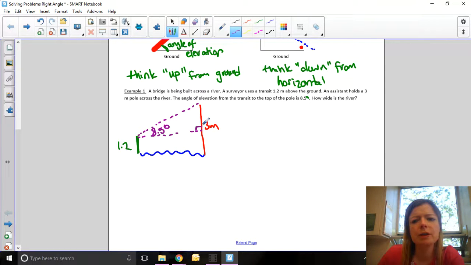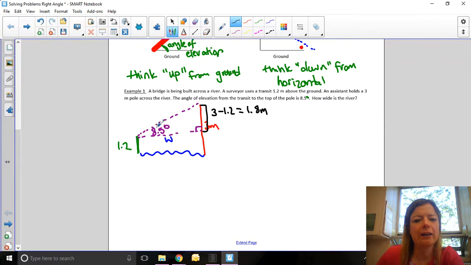Okay, so they want to know how wide is the river. So that would be the width of the bottom of the triangle. So we know this angle and we know this side length. The side length isn't 3 though. You have to be a bit careful because this side length here is actually 3 minus 1.2, right? It's what's left over after you subtract this. So that is actually 1.8 meters.